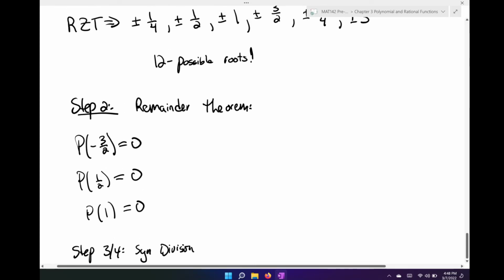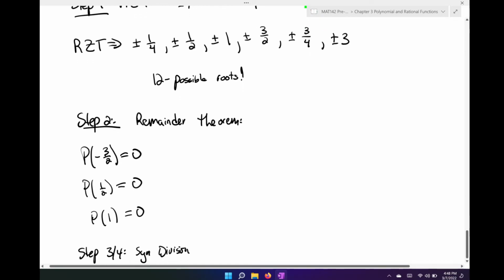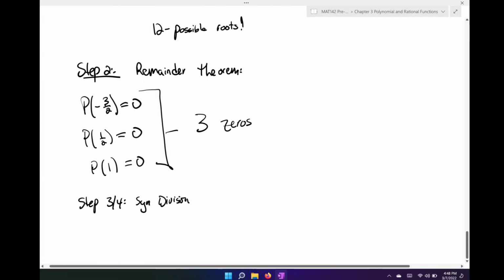But if you look here, remember, we have a 3rd degree polynomial. And we found our 3 roots, or our 3 zeros. Sorry, there goes me slipping up again. We found our 3 zeros, okay? So I don't have to do steps 3 and 4 because I know these are my zeros already.